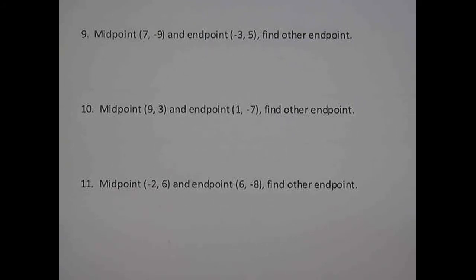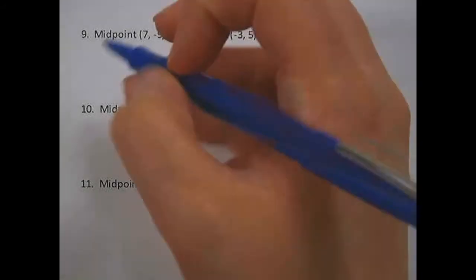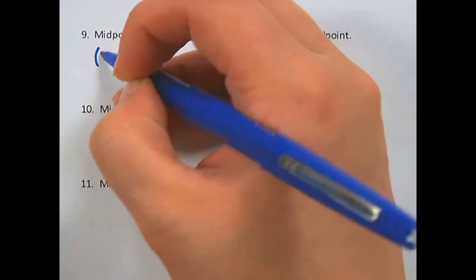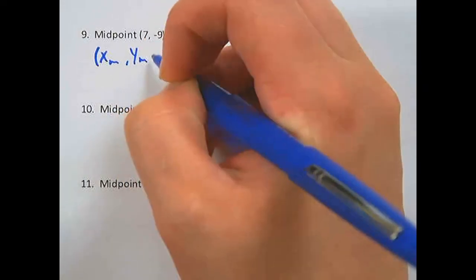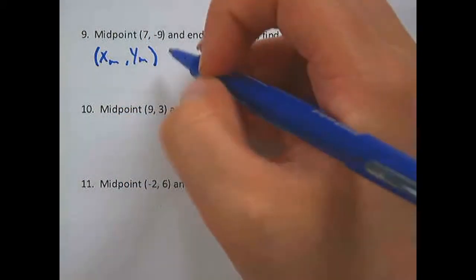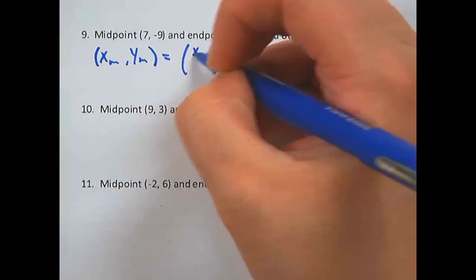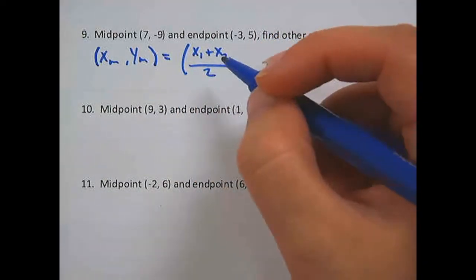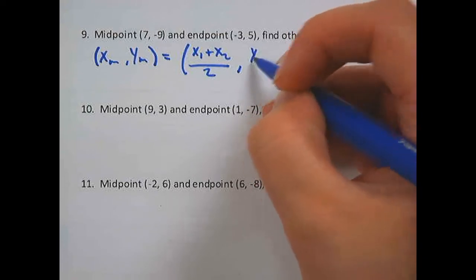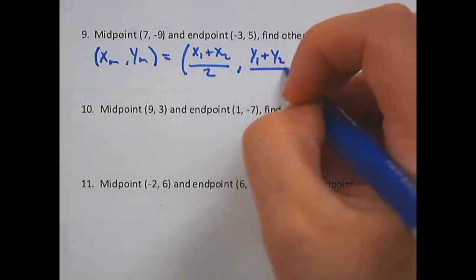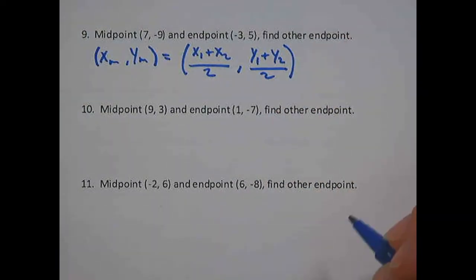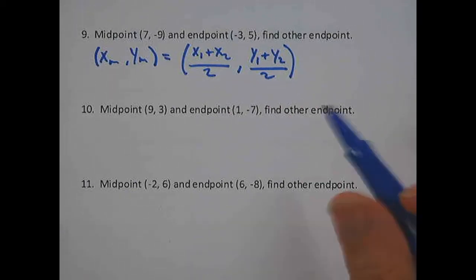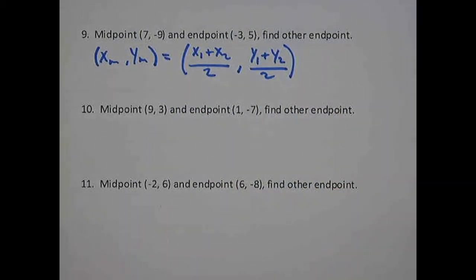With this one it helps us to remember what the midpoint formula was, so I'm going to write this down for us. We've got xm, ym, the coordinates of our midpoint, equals x1 plus x2 over 2, so adding up our x coordinates and dividing by 2, and then y1 plus y2 divided by 2. We're going to label the information that we're given, and then plug it into this formula to see if we can figure out how to solve for the other endpoint.